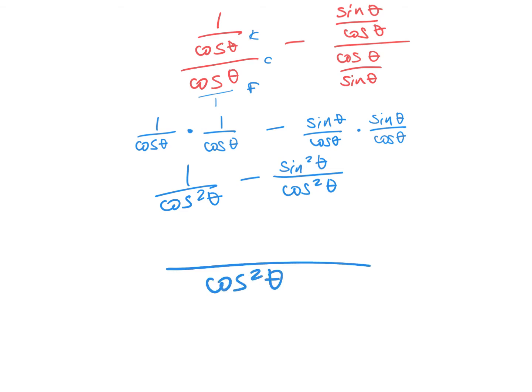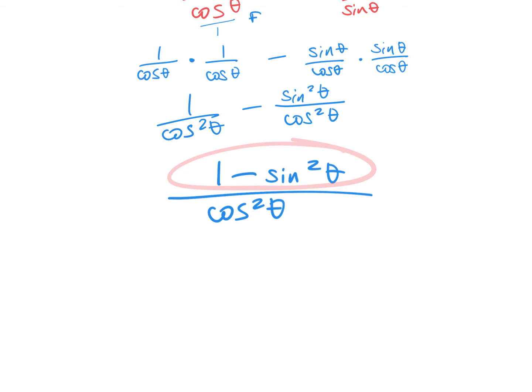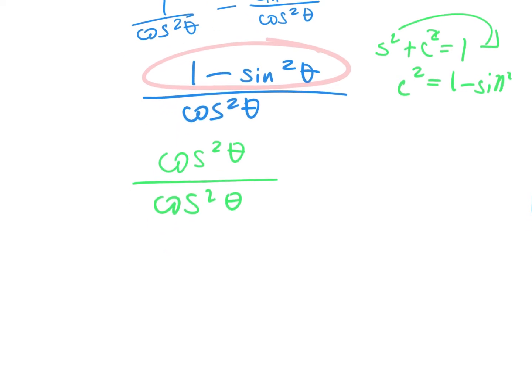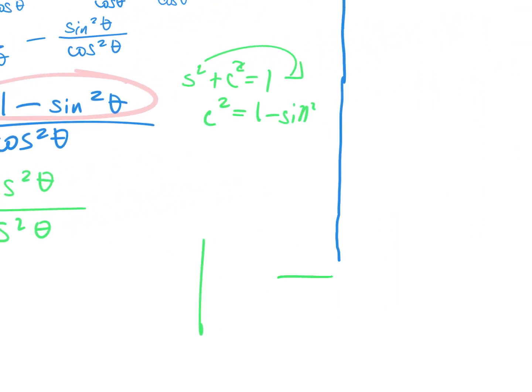What's the numerator? No. 1 minus sine squared theta. Have we seen that 1 minus sine squared theta somewhere? 1 minus sine squared theta is the same as what? Cosine squared theta. Think about that. The Pythagorean identity is sine squared plus cosine squared equals 1, right? If I move sine over, this becomes cosine squared equals 1 minus sine squared, correct? Which is what we have here. Guys, what's cosine squared divided by cosine squared? 1. So 1 equals 1.